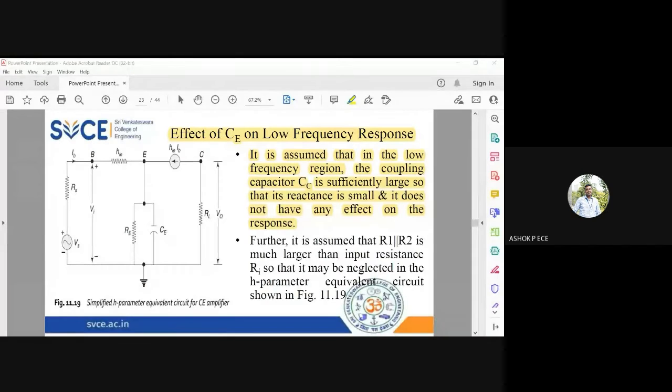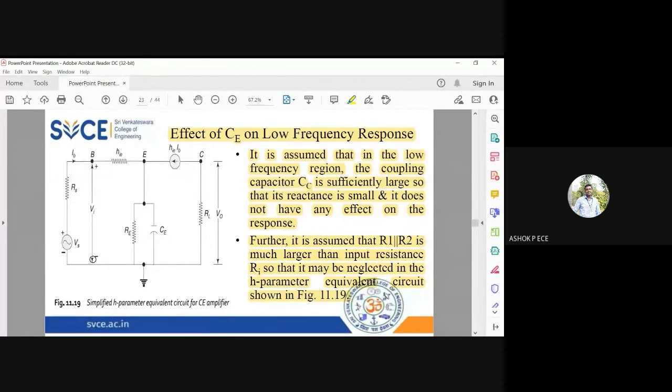Okay, so R1 parallel to R2 is very large, so I am going to ignore that in my equivalent circuit. So I am going to have only HIE in my circuit. Please understand we are making this simplification to make the derivation simpler. Whatever components we are ignoring are going to have very little effect on the circuit. So this is the final circuit.